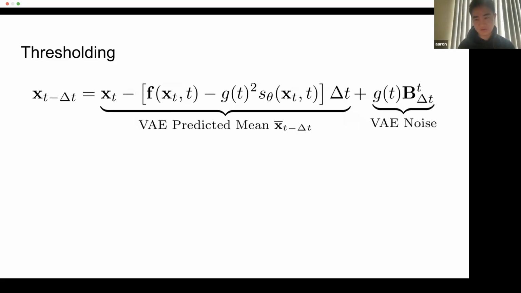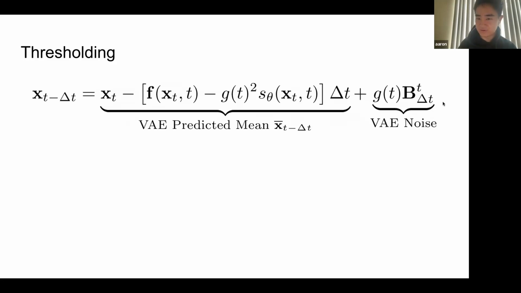In particular, if you consider your Euler-Maruyama discretized step as a VAE, you can decompose it into a mean and a standard deviation. So you take this step, and this is your VAE, so your so-called VAE predicted mean, and then you have your VAE predicted noise, which is this g_t times the Brownian increment. Remember, the Brownian increment is your standard normal distribution. So this kind of looks like a VAE, is the point.